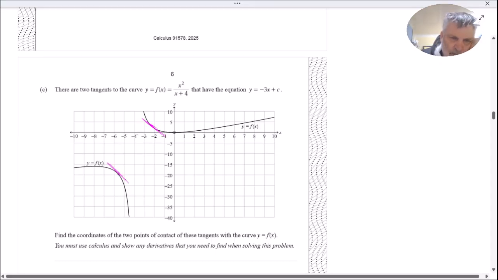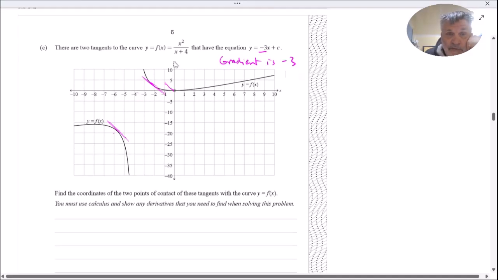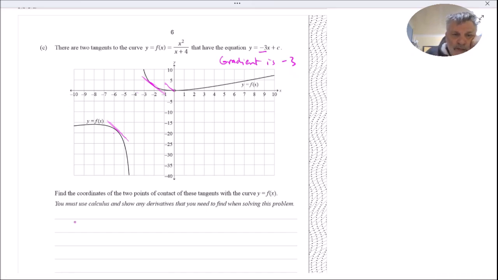So I'm just going across 1, up 3. So I want to get a line that's parallel to something like this. It's just a rough estimate. It's telling us basically where I'm going to expect to find these solutions. This here tells us the gradient is -3 of the tangent, so the gradient of the function. So we have to differentiate this and find where the gradient is -3. That's going to be our strategy.